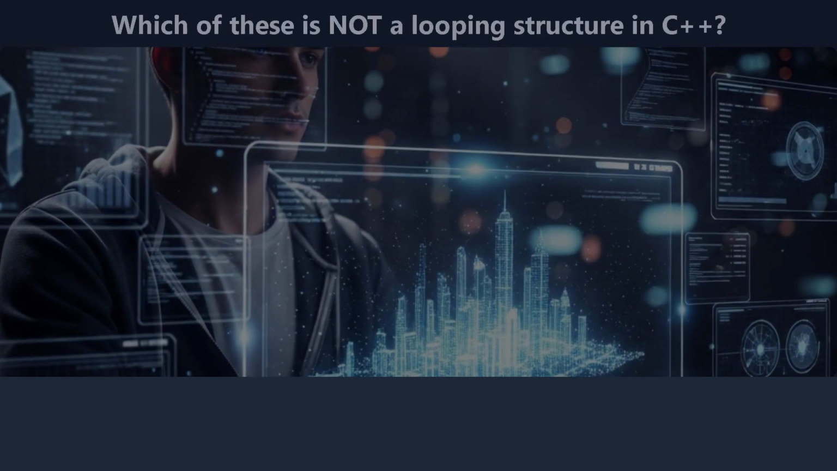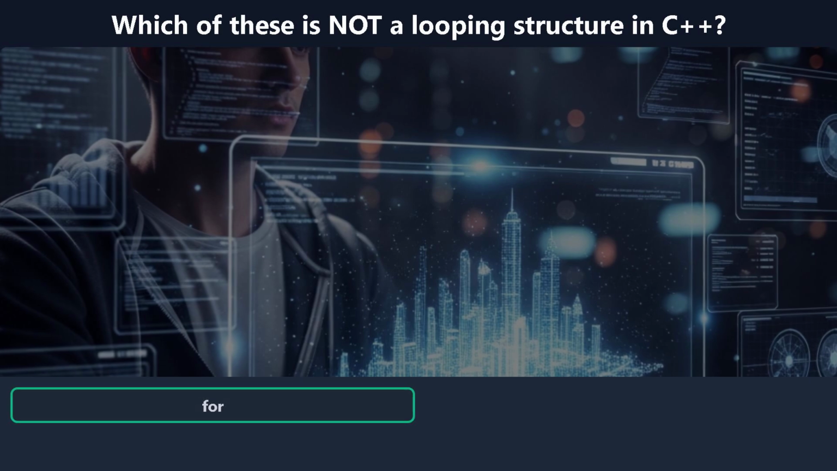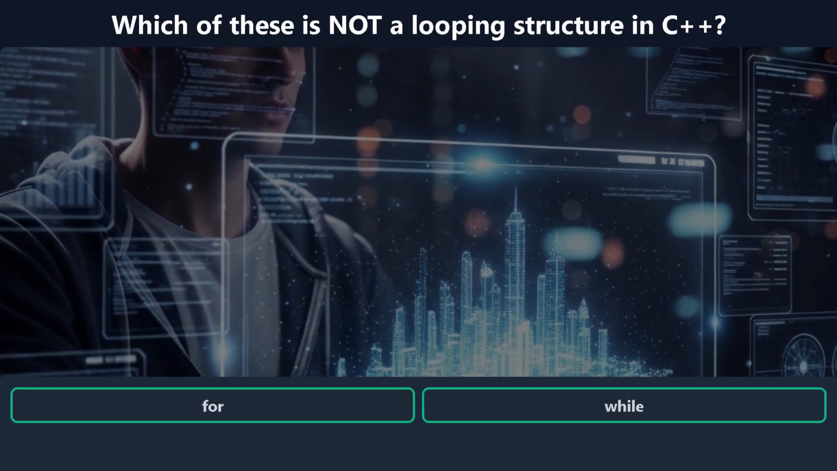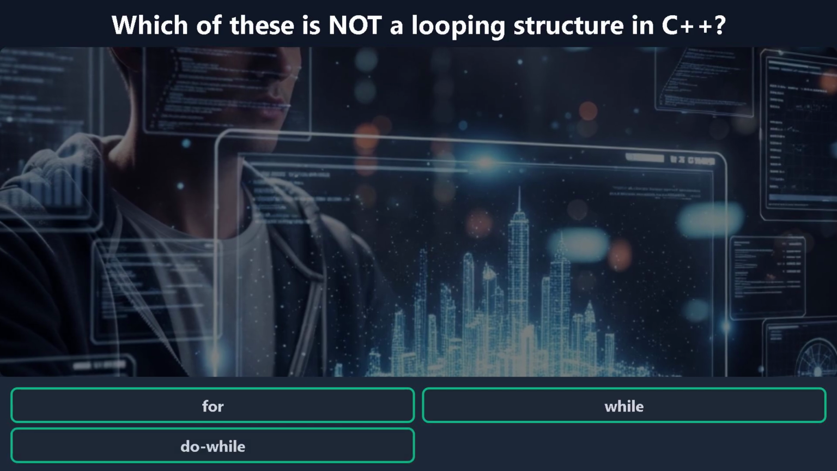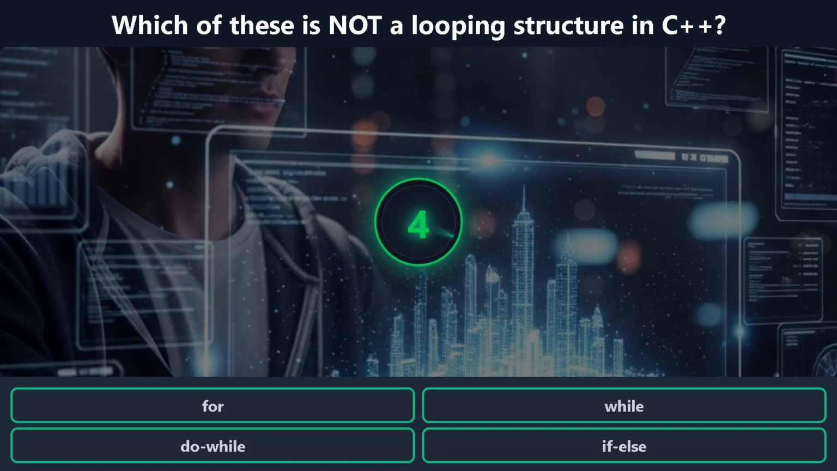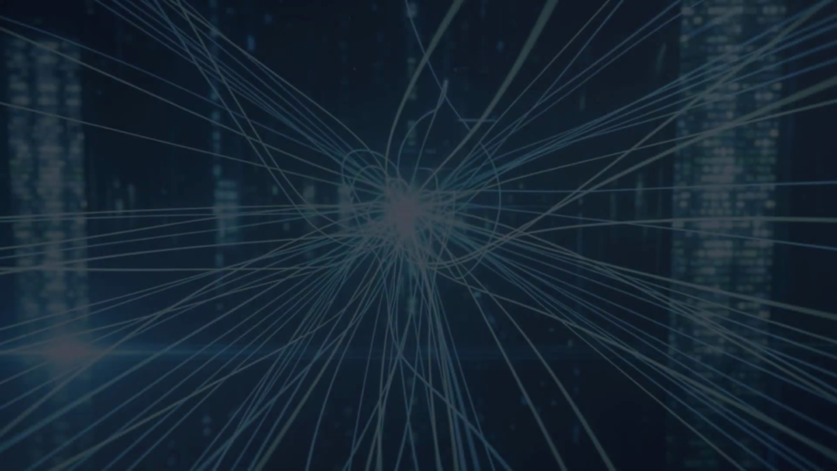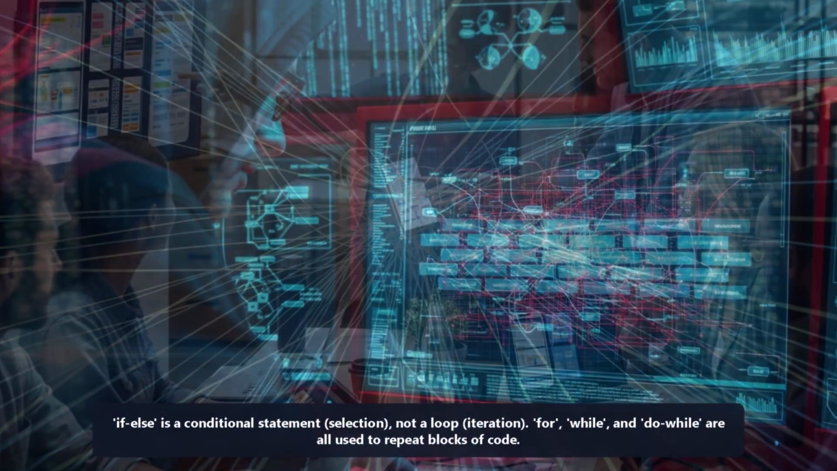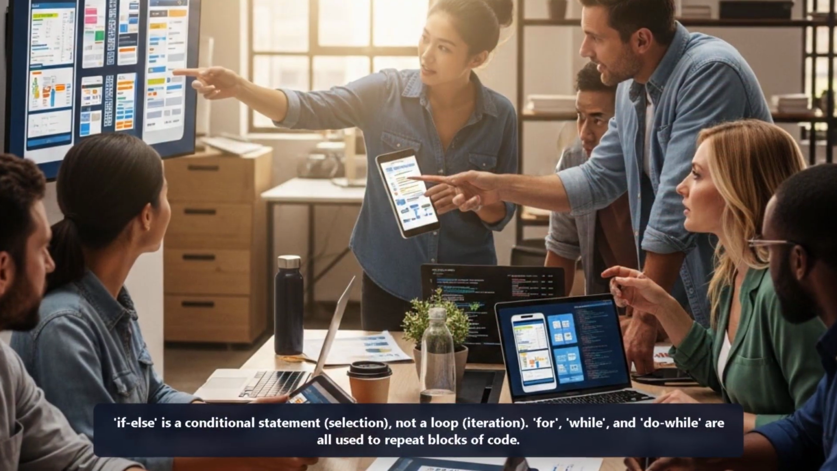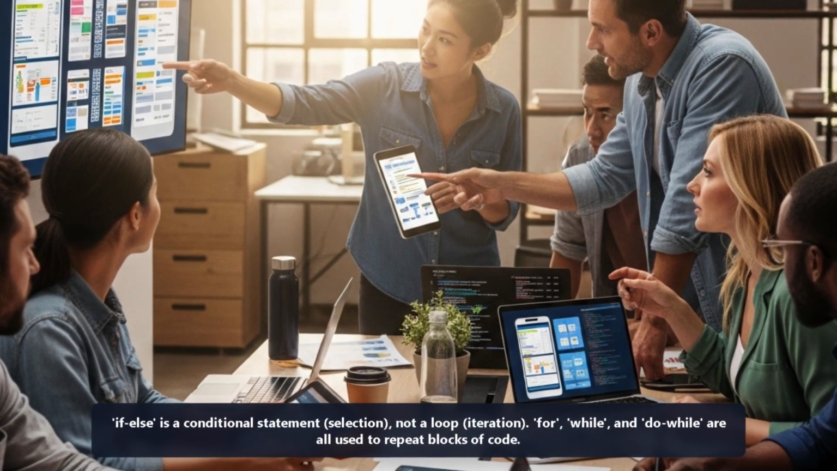Which of these is not a looping structure in C++? For, while, do while, if else. If else. If else is a conditional statement, selection, not a loop, iteration. For, while, and do while are all used to repeat blocks of code.